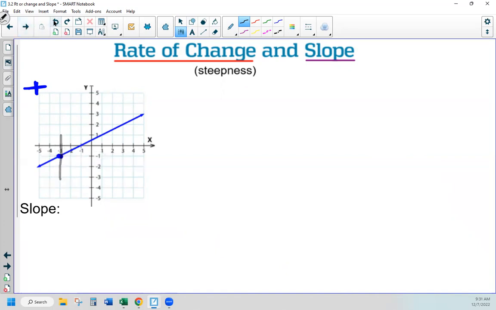Don't find one that is on decimals. Okay, so don't find one that's like right here, because I don't really know what that number is right here, and I don't really know what that number is right here. We would have to take a guess. So find a point on perfectly intersecting lines. And I think there's another one right here. So let's go with that one.